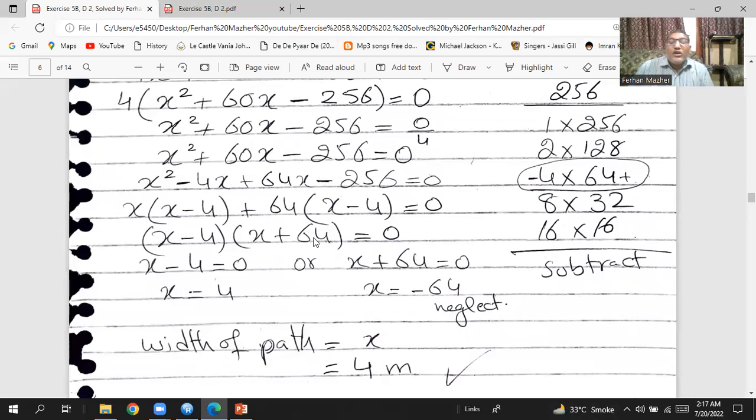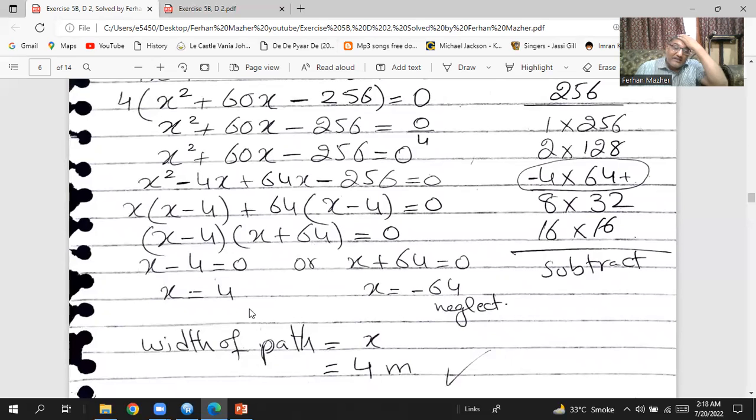0. So now you have two brackets which are multiplying with each other and their product is 0. So either the first bracket is 0 or the second bracket is 0. So I will make x minus 4 equals to 0. So x will be equals to 4. And x plus 64 is equals to 0. So x will be equals to minus 64. This negative number will be neglected.